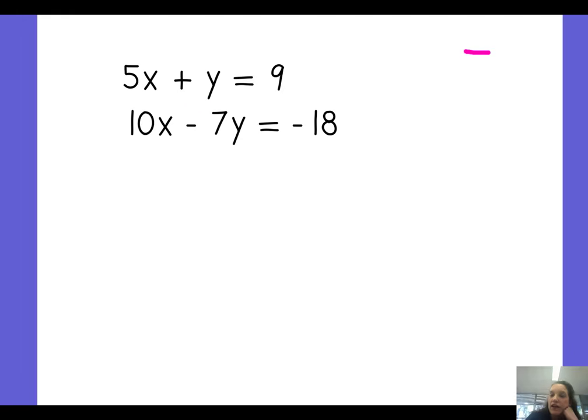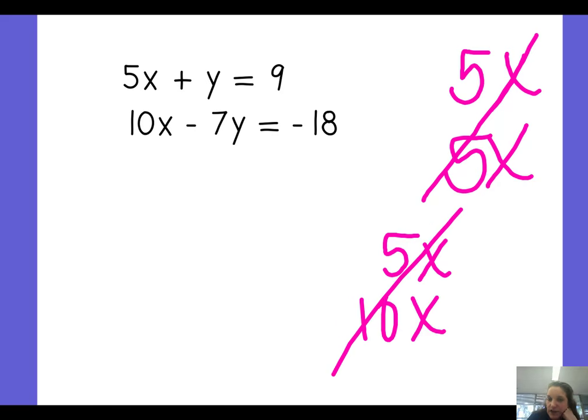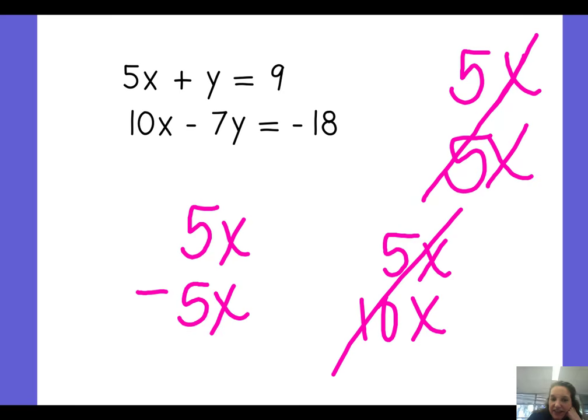So for example, does 5x cancel out with 5x? No, because that just gives me 10x. Does 5x cancel out with 10x? No, they don't have the same coefficient. 5x eliminates with negative 5x. That gives me 0. Those cancel out. So what you want to do is get them to have matching coefficients, opposite signs.